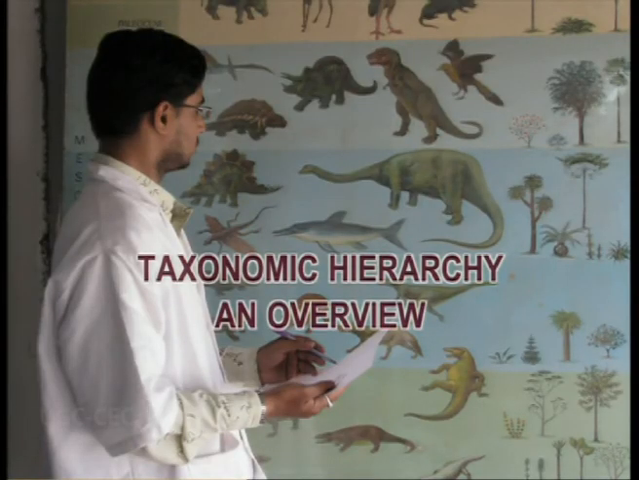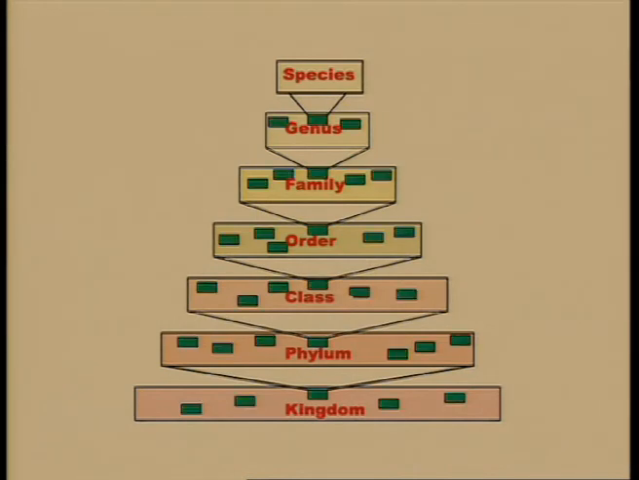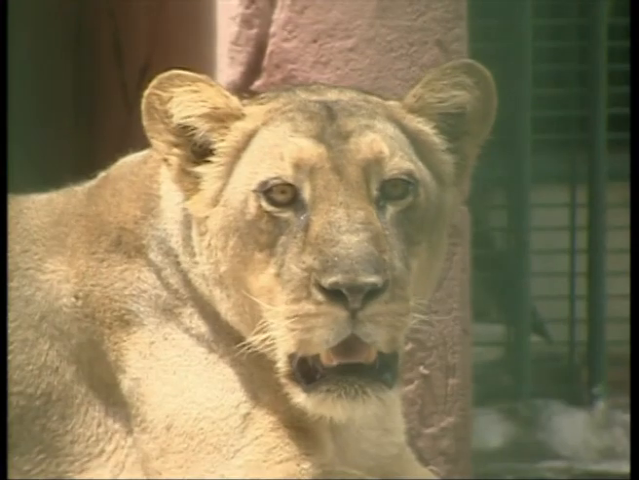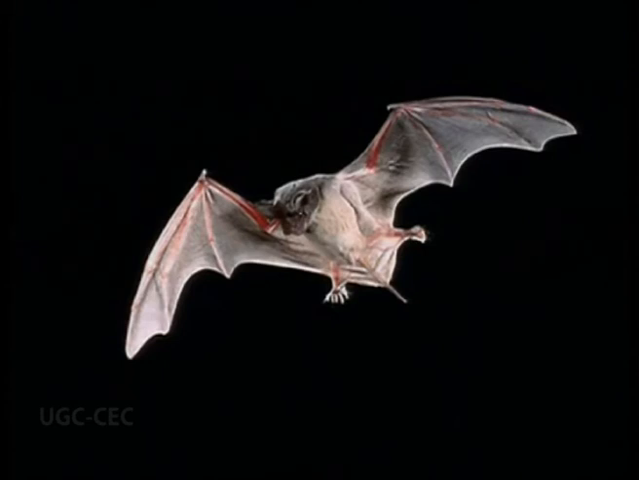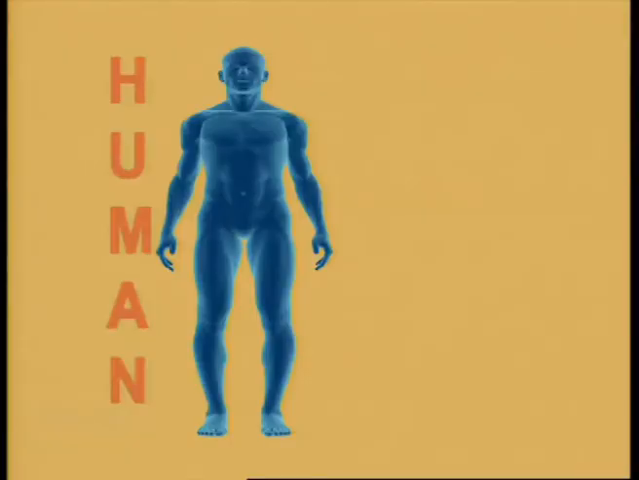The higher the category, the lesser will be the number of common characteristics of organisms belonging to that category. For example, lion, tiger and leopard belonging to the genus Panthera have many common characteristics but differ widely from bat, elephant, gorilla and man, although all of them belong to the class Mammalia.